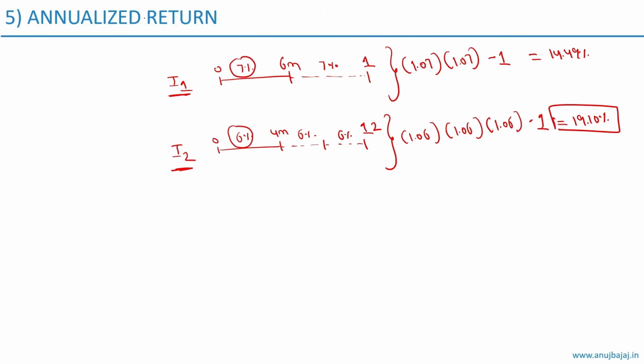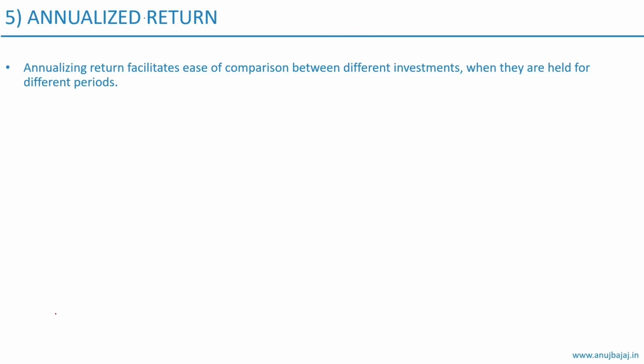But one limitation of annualizing the return is we implicitly assume that we will be earning 7% for the next 6 months or 6% for the next two 4-month periods, which might not be the case. So this is one limitation of annualizing the returns. Annualizing returns facilitates ease of comparison between different investments when the investments are held for different periods. And this is the formula for annualizing the returns.